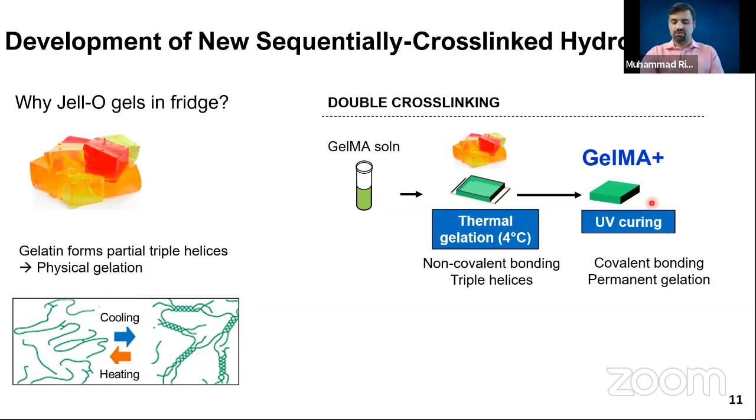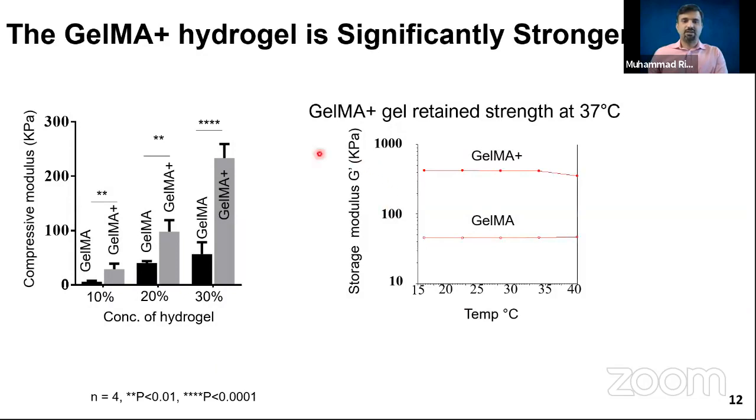So with this hypothesis, we tested the properties of this hydrogel, and we learned that it is significantly stronger. We call the new hydrogel GelMA Plus just because it has this dual, or double, cross-linking. You see that when we increase the concentration of the hydrogel, the GelMA Plus is really stronger. It's up to 5 times stronger than a regular hydrogel, just because we introduced that extra cross-linking step, or extra incubation step, at 4 degrees centigrade.